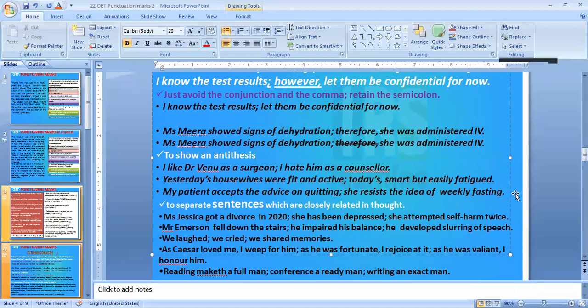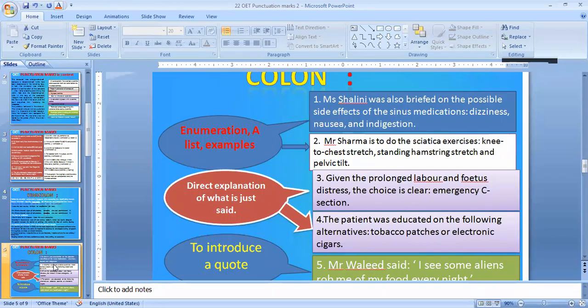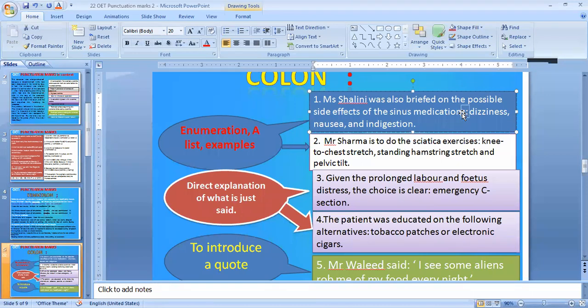So that is the use of semicolon. Okay, next one is the use of colon, 2 dots. Colon is used in these ways: enumeration, a list, or to give an example. Number 1, read number 1. Ms. Shalini was also briefed on the possible side effects of the sinus medication: dizziness, nausea, and indigestion. Very good. You see colon here? Why is that colon?